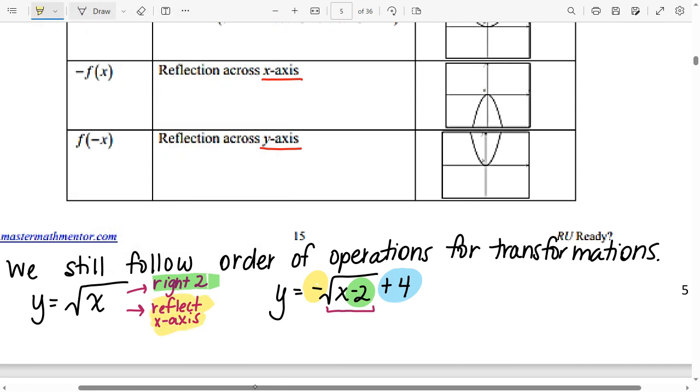And then finally, because of that plus 4, that's the last thing I'm going to do, I would shift everything up 4 units.